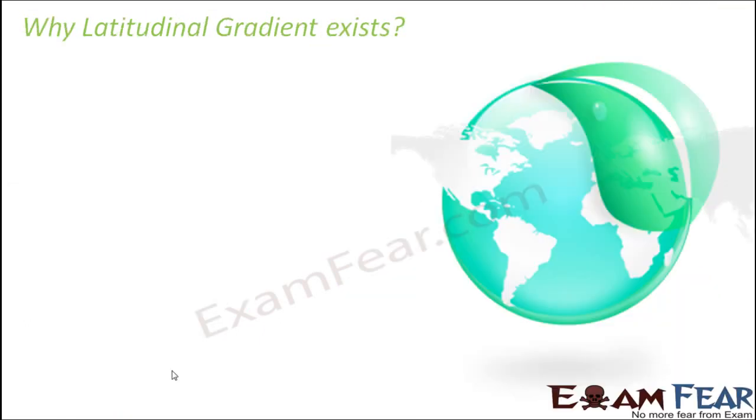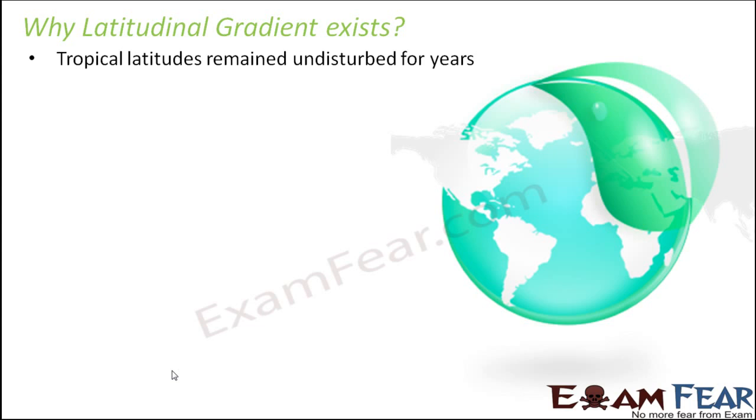So now the question is, why does the latitudinal gradient exist? Why does this sort of variation happen? Why is it that near the equator the variety of living organisms is more, and near the poles the variety is less? Why does that happen? So let us try to look at that part. Now, the tropical latitudes remain undisturbed for years.